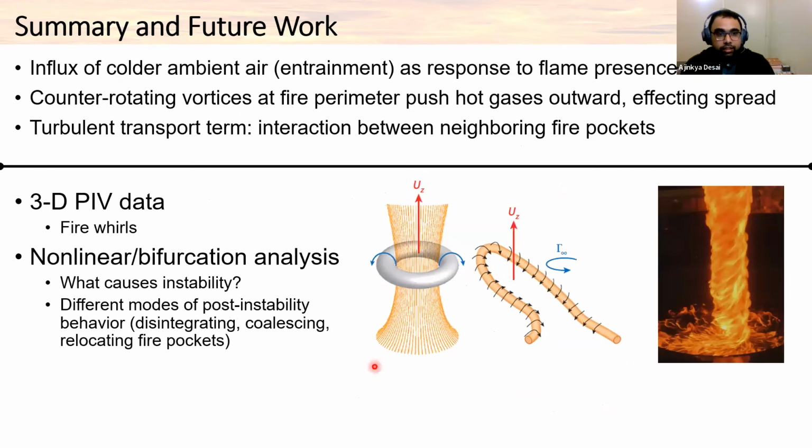In the near future, we would like to look at some 3-dimensional PIV data in order to investigate fire whirls. Fire whirls are formed when these vertical eddies get tilted because of the updraft. A strong updraft tilts these vertical eddies.